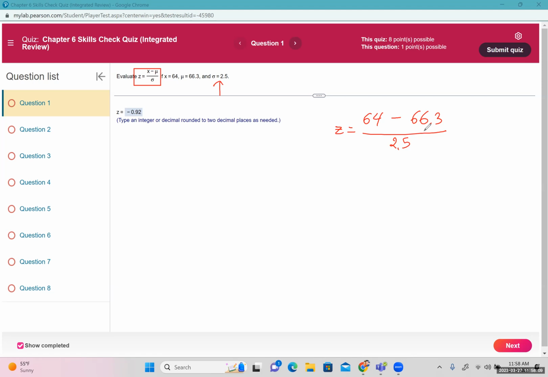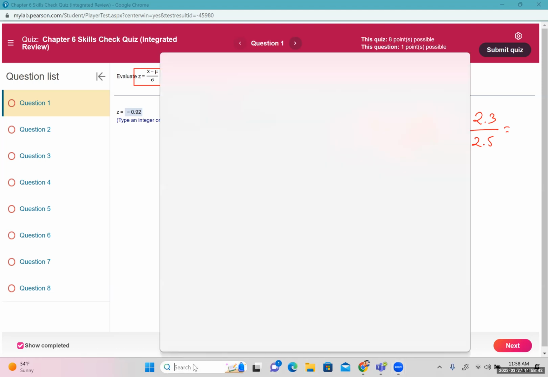You can either go by calculators or decimals to handle this. You can do it by hand for the first step. Just do the top, it's gonna be negative 2.3, I think, right? And then divide by 2.5. So I will use a calculator in this case to make my life easier.